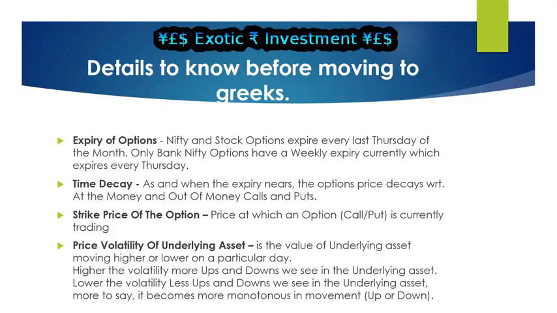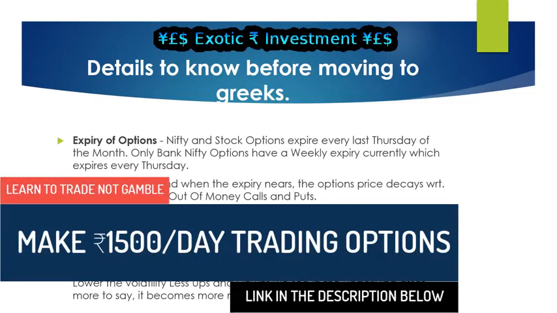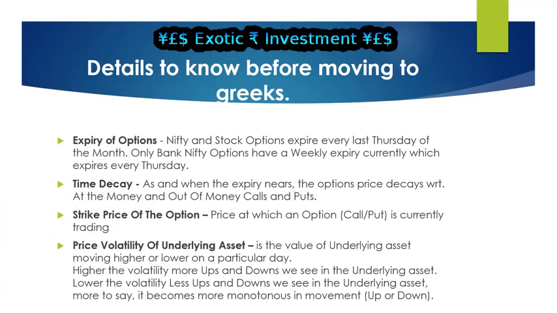Expiry of options. What is expiry? Nifty and the stock options expire every last Thursday of the month. It means that every last Thursday of the month is called options expiry day. If it is a holiday on Thursday, it gets preponed to Wednesday. If it is a Wednesday holiday as well as Thursday holiday, it gets preponed to Tuesday. If it is the whole week's holiday, it becomes the last Friday of the month, which is the expiry. So it keeps on preponing as and when there are holidays for consecutive days.